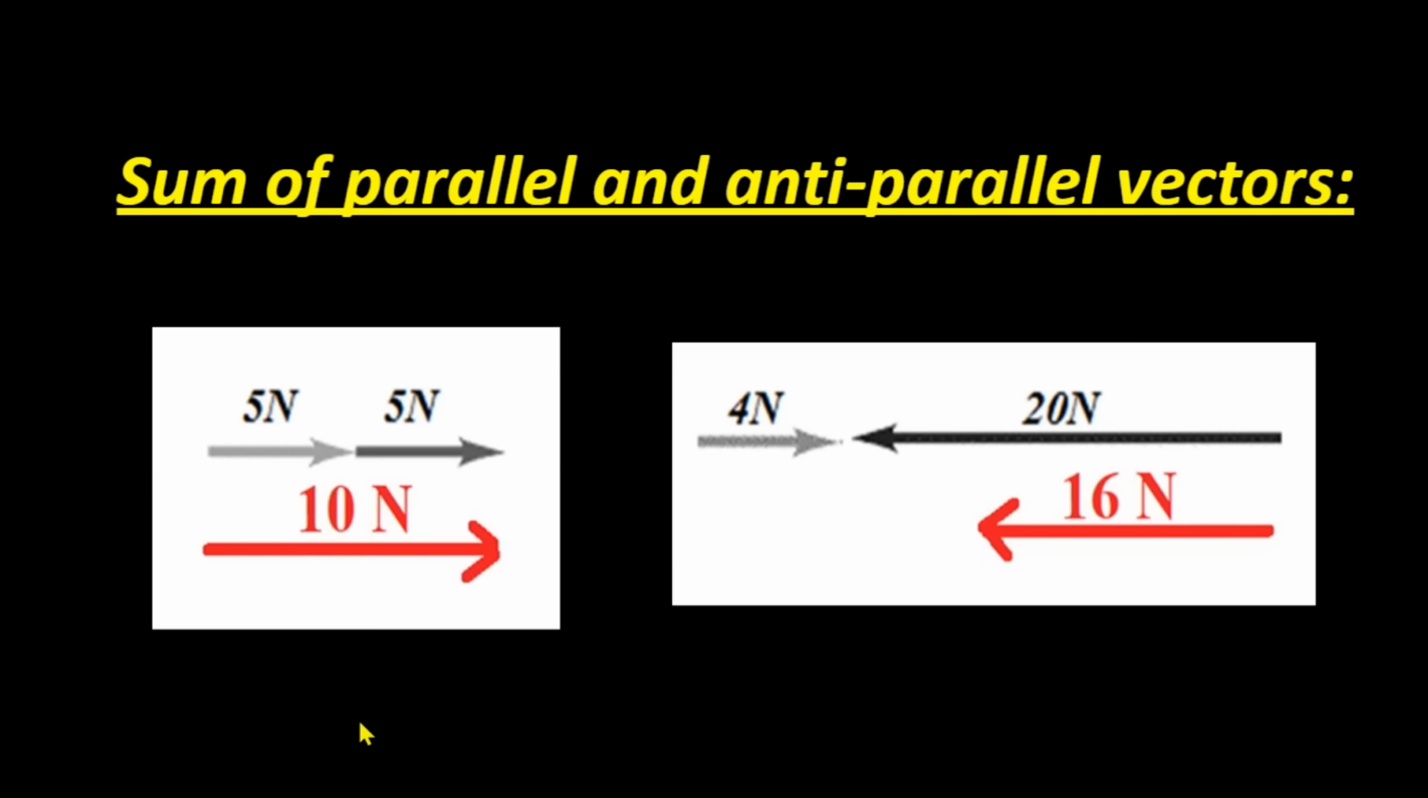If you have 2 vectors that are aligned, parallel or anti-parallel, on the one to the left, we can see 5 newtons and 5 newtons are heading in the same direction. The resultant of these would just be the sum. 5 plus 5 is equal to 10 newtons. On the diagram to the right, we have 4 newtons heading to the right, 20 newtons heading to the left. The net force of this would be the difference between these 2 vectors, which would be 20 minus 4, which is 16, because they are heading in opposite directions.